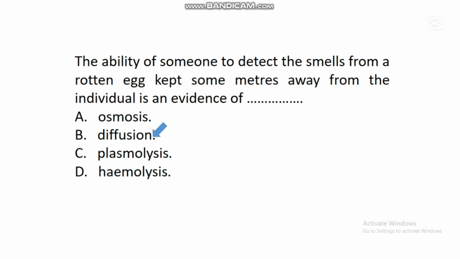Diffusion. So, the ability of someone to detect the smells from a rotten egg is an indication that diffusion has taken place. So diffusion helps us to detect the smells of things from a distance because those molecules will move from a region of higher concentration to a region of lower concentration.